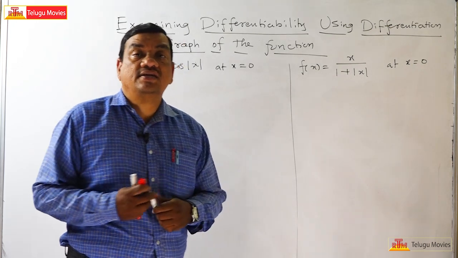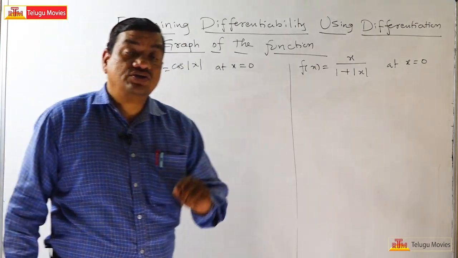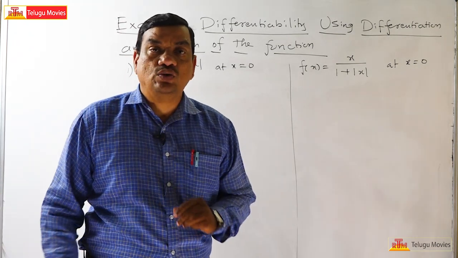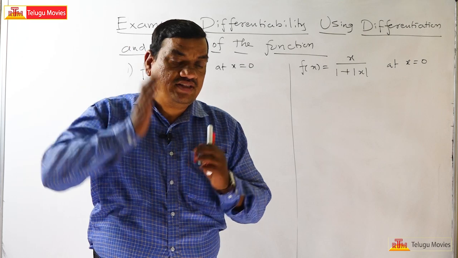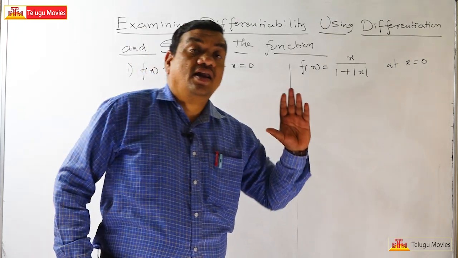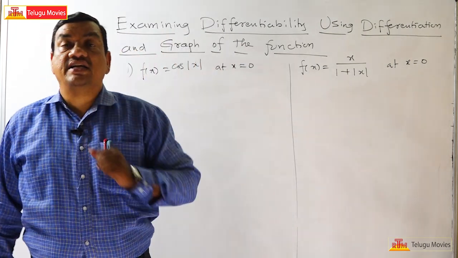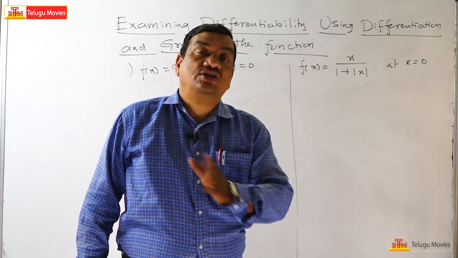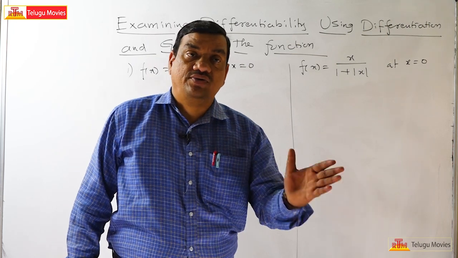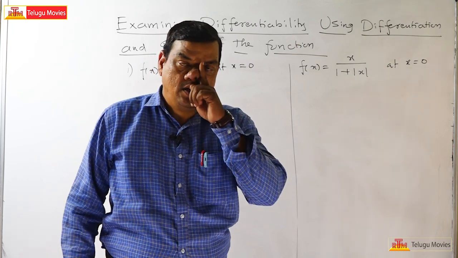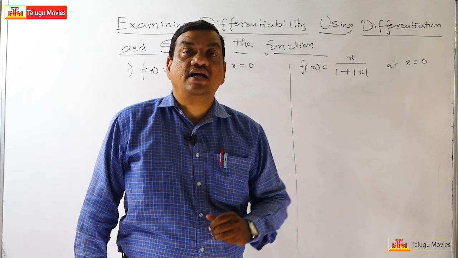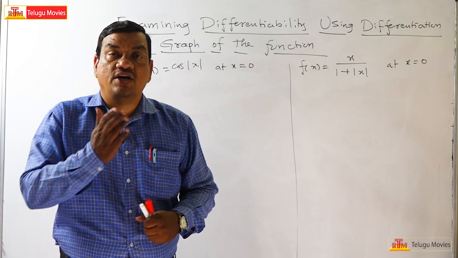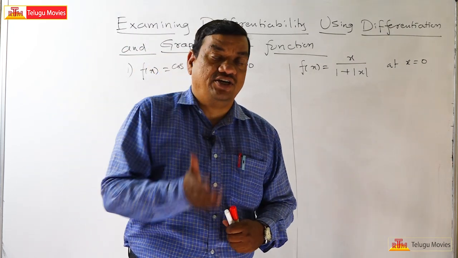So previously, given a function, if you want to check the differentiability of the function at a point x equal to a, we checked at x equal to a the left hand side derivative and right hand side derivative. So we applied the LHD, RHD formulas, and if the LHD is equal to RHD, then we declare that the function is differentiable at that point. Of course, it should be continuous.